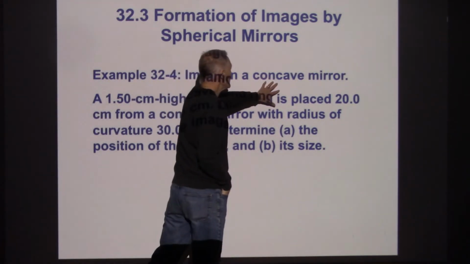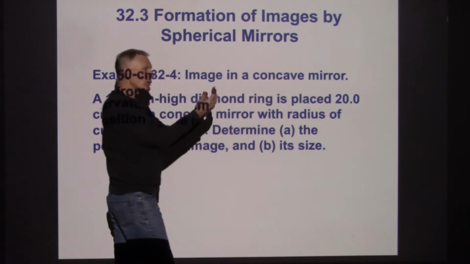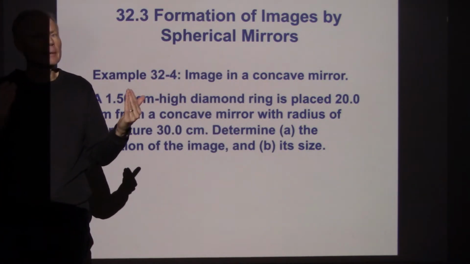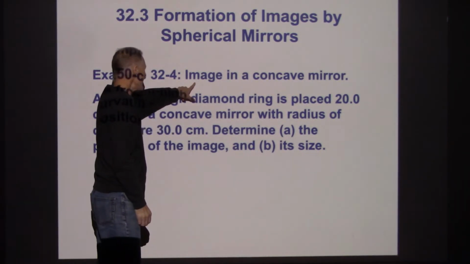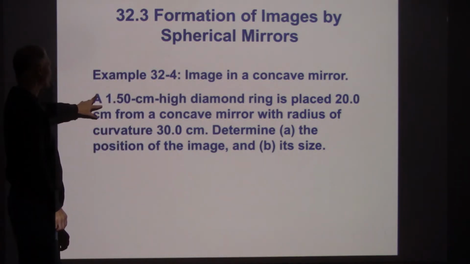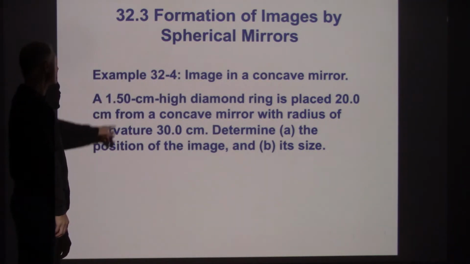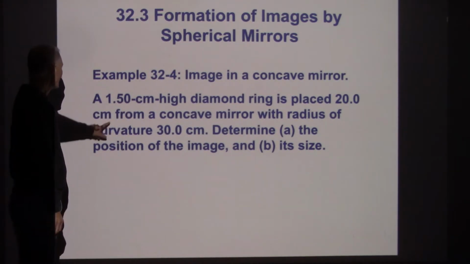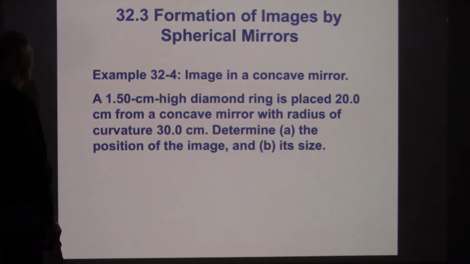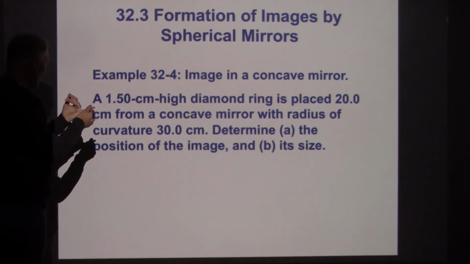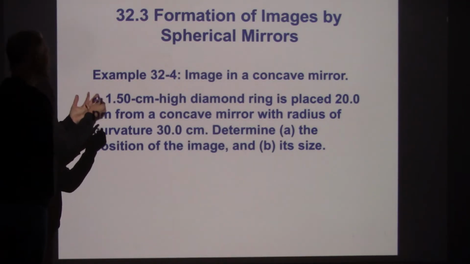Let's say that we have a concave mirror. Now remember, a concave mirror will be converging. So it's going to be a converging mirror, and we want to find out what the image looks like. Now, it says that the object is a 1.5 centimeter diamond ring. Oh my gosh. It's 20 centimeters from the mirror, and the radius of curvature is 30 centimeters. Find the location of the image, and what is the magnification.